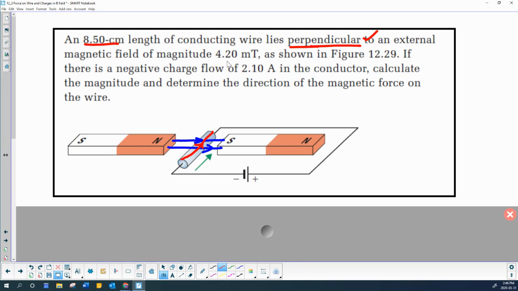And then they tell us the magnetic field is 4.2 milliteslas. So we'll make sure we convert that to teslas when we get started. They then tell us there's a negative charge flow. I'm not a huge fan. I don't think you'll see a lot of this.